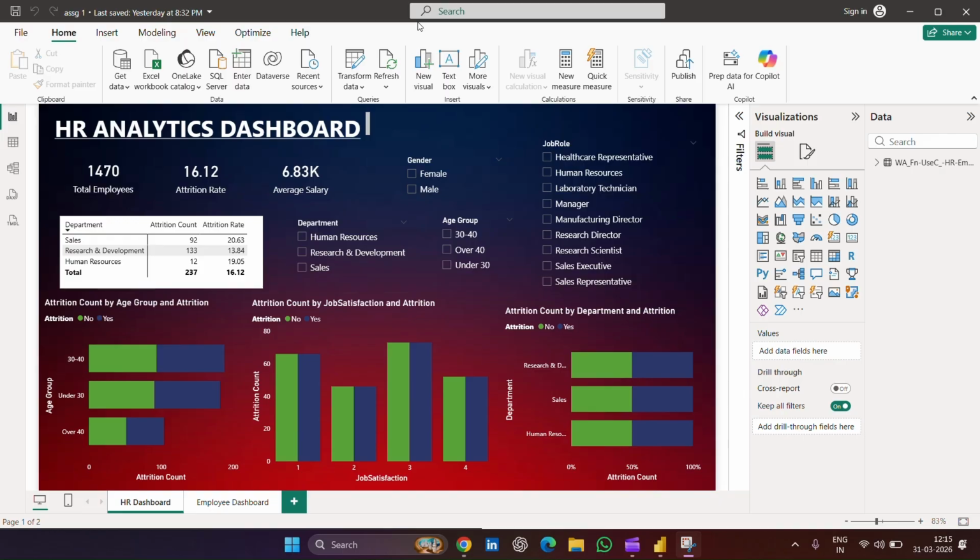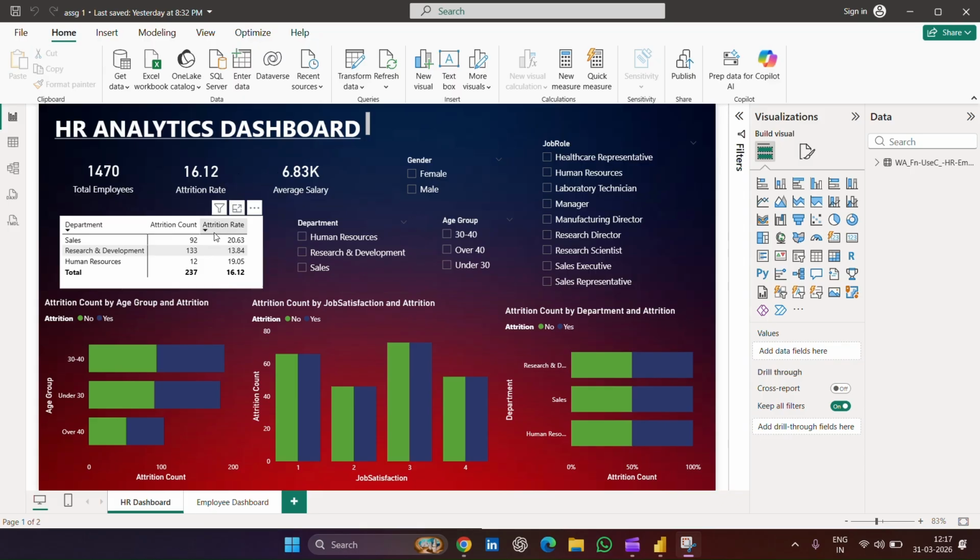First I will explain the HR Analytics dashboard, which is the main analytical component of this project. At the top of the dashboard, I have taken three key performance indicators. The first one is total employees, which represents the total workforce. Second is the attrition rate, which tells the percentage of employees who left the organization. Third is the average salary, which gives the average monthly income of the organization. This immediately gives us a high-level understanding of the organization. An attrition rate of 16.12% indicates a moderate level of employee turnover, which requires attention.